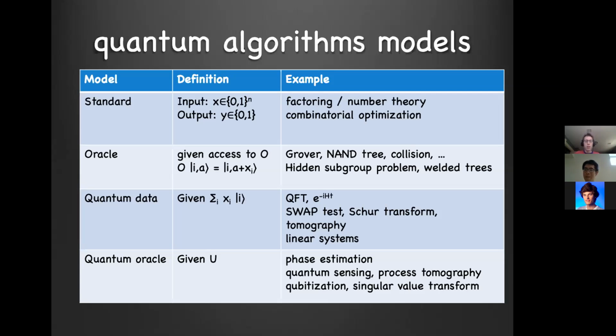So in the oracle model, you can think of the input as maybe extremely long, maybe exponentially long, and you have an index I that tells you which part of the input you're querying. And so a lot of quantum algorithms like Grover search, the NAND tree, the collision problem, the hidden subgroup problem, as well as more esoteric ones like the quantum walk on welded trees, all use the oracle model, and this can be really useful in terms of giving us provable speedups. It's a really nice feature of it, and letting us talk explicitly about structure.